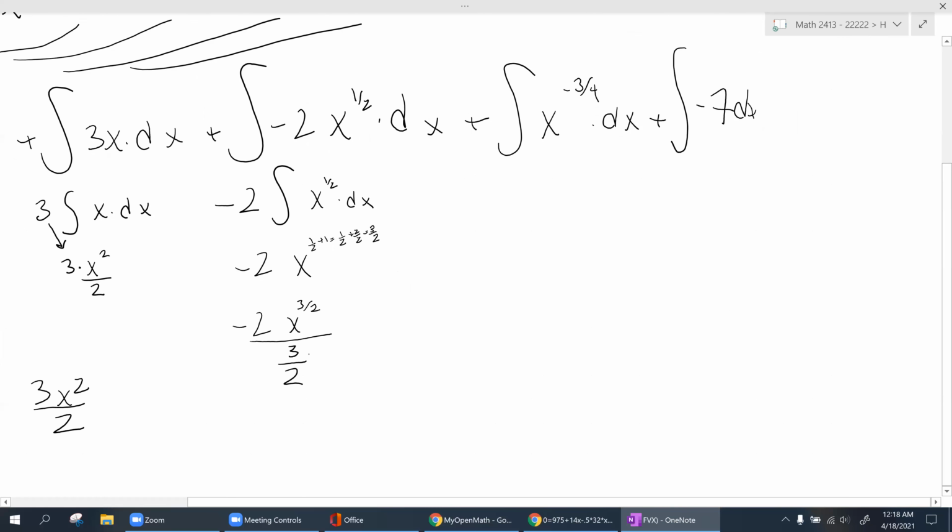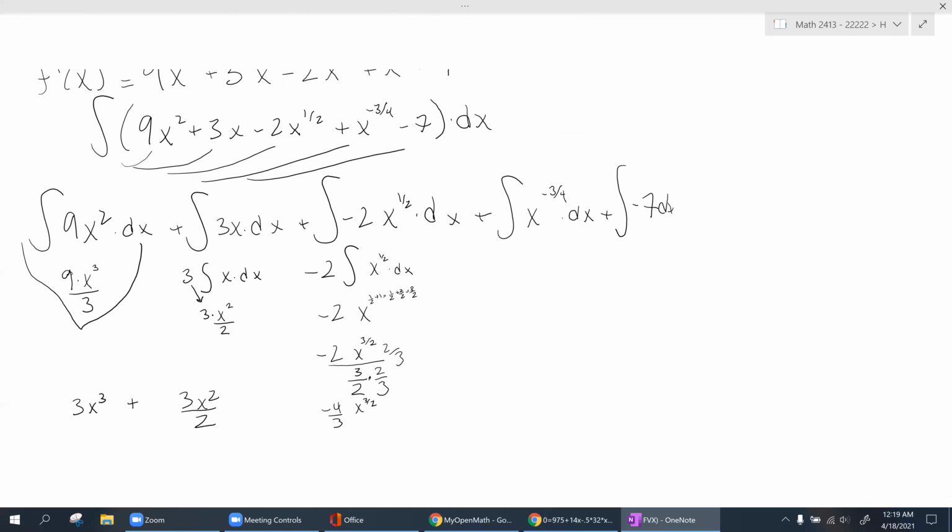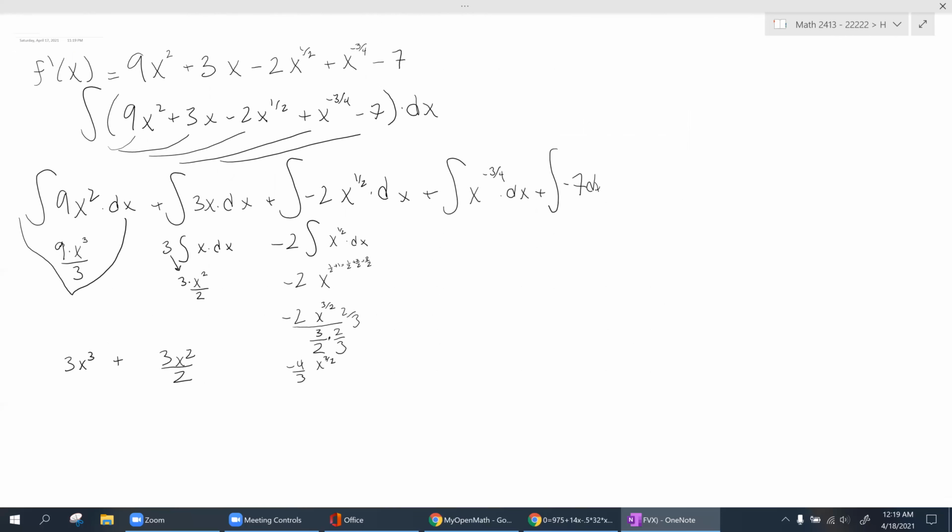You need to simplify this a little bit more. I do not want this fraction in the denominator, so I'm going to multiply the top and the bottom by its reciprocal, 2 over 3. Negative 2 times 2 is negative 4, over 3. That canceled out with this. Very nice. So this here gives me negative 4 over 3 x to the 3 over 2.